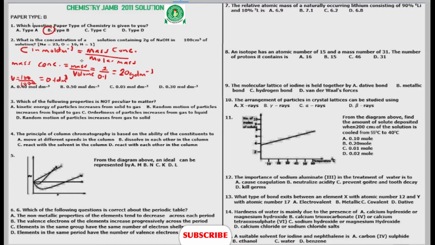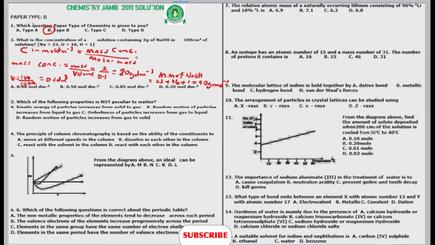Now we need to calculate the molar mass of sodium hydroxide as well. The molar mass of sodium hydroxide will be equal to 23, the atomic mass of sodium, plus oxygen, which is 16, plus hydrogen, which is 1, which is equal to 40 grams per mole. Now we've calculated the mass concentration and the molar mass.